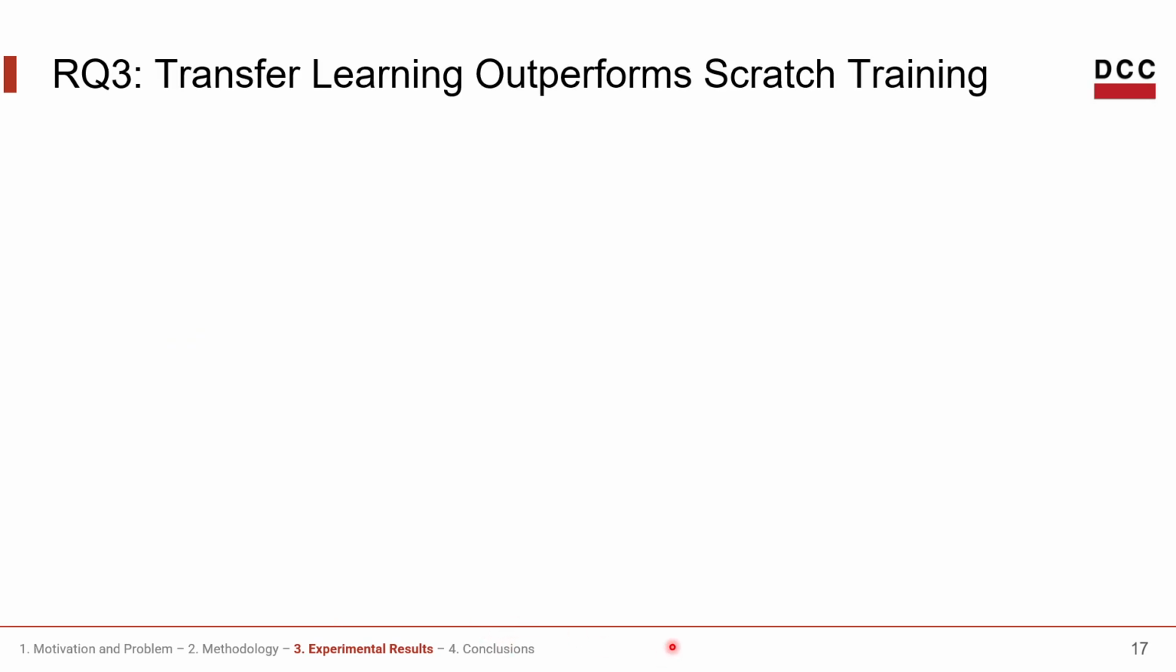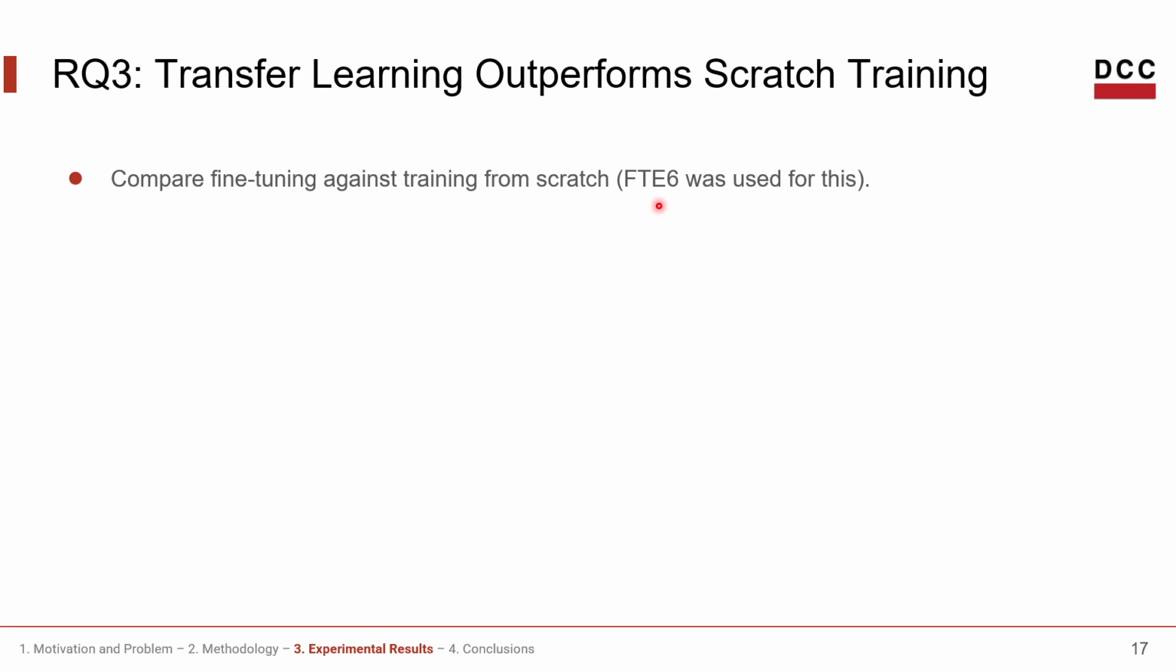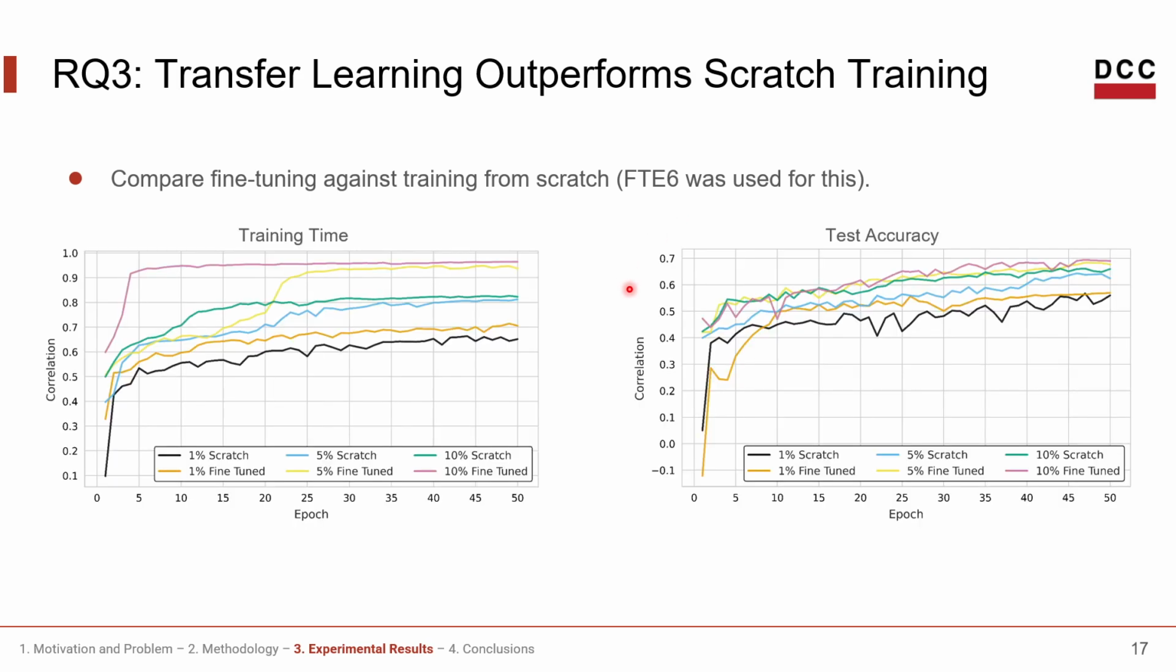Now, for research question 3, this is one of the main questions of the thesis, and the idea is to basically compare the fine-tuning approach against training from scratch only LNALG. For that, I chose one of the 8 configurations that I showed before. In this case, it was FTE6. And so, as you can see, I have a comparison here between fine-tuning and training from scratch using 1%, 5%, and 10% of the data.